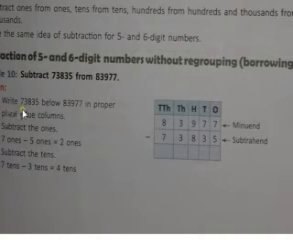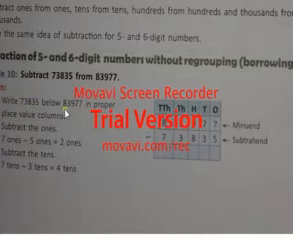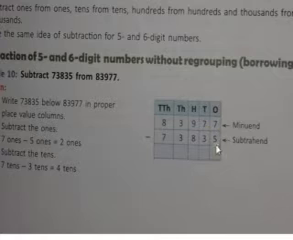Write 73,835 below 83,977 in proper place value columns. That means below, why? Because this is bigger and this is smaller. Place value means ones will be at ones place, tens at tens place, hundreds at hundreds place, thousands at thousands place, and ten thousands at ten thousands place.